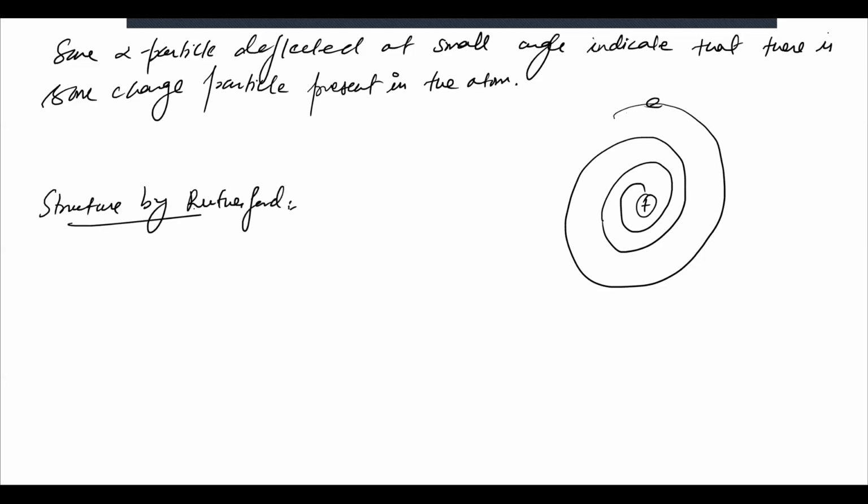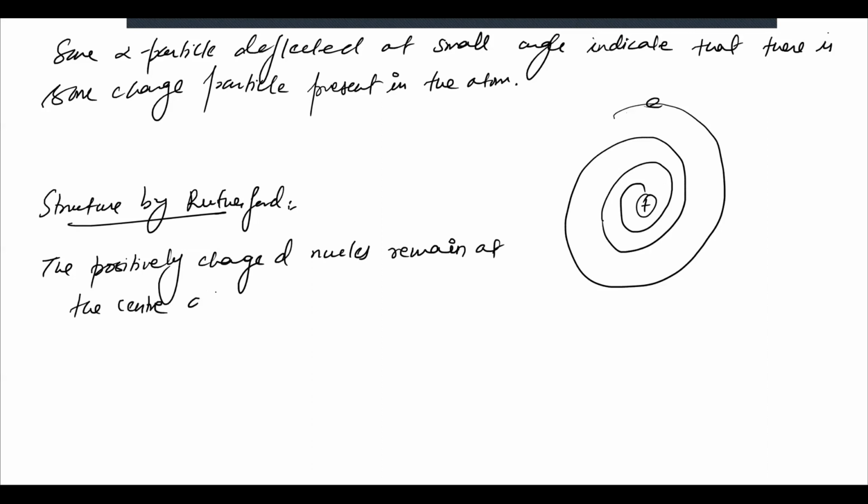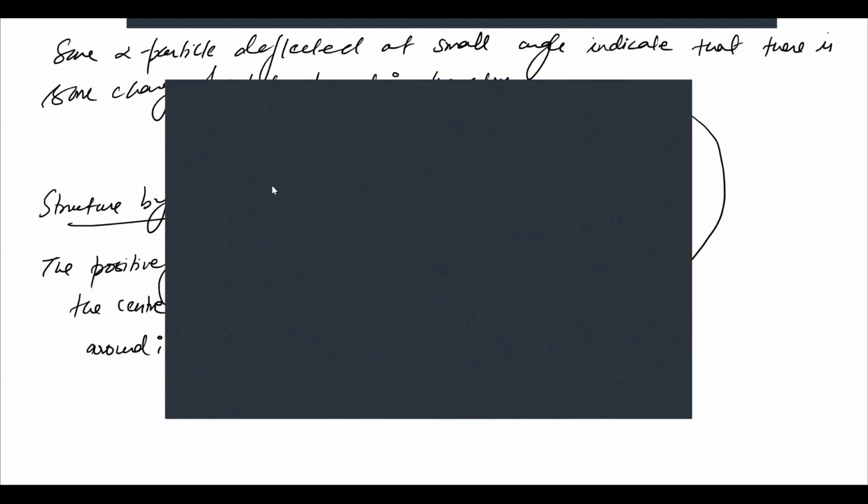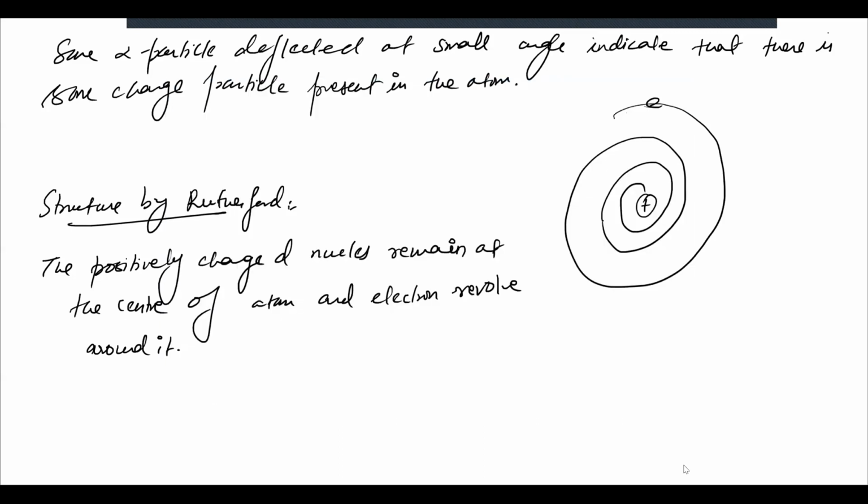What he said actually is that the positively charged nucleus is at the center of the atom and electrons revolve around it. Okay, got it? Understood? Electrons revolve around it. So this was the observation that he gave.